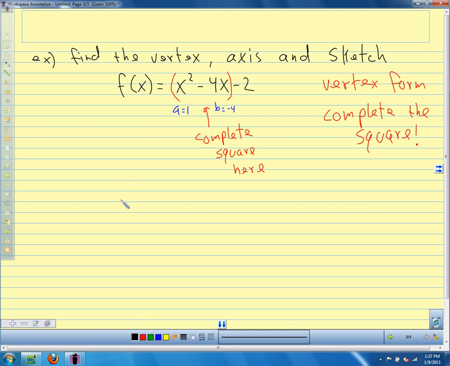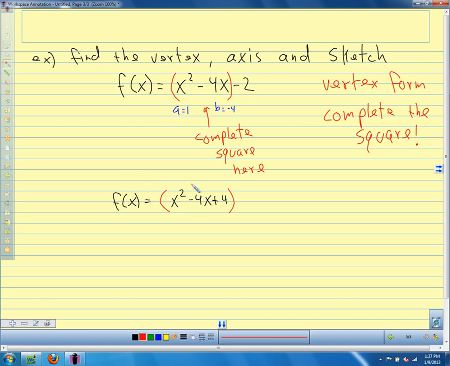So let's complete the square. I'm going to write f of x equals, and I'm going to put my little red parentheses to remind us where we're completing the square. x squared minus 4x. b is negative 4. Negative 4 divided by 2 is negative 2, and negative 2 squared is 4. So we're going to add 4 here. So I completed the square there. Because I don't have a 0 on this side, I'm not going to add the 4 to both sides.